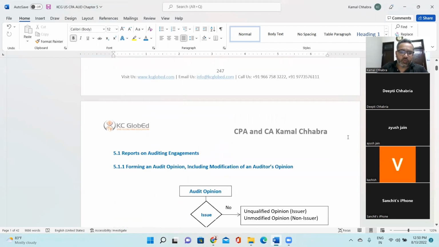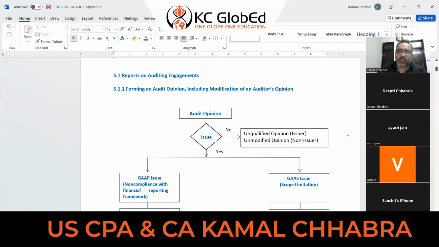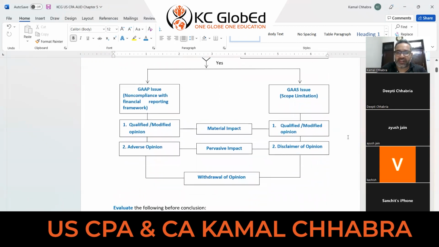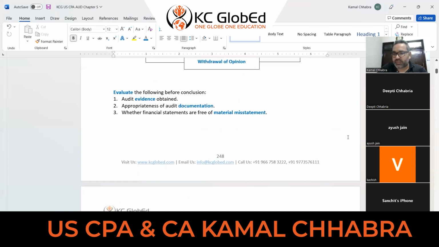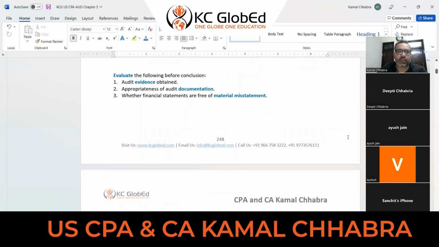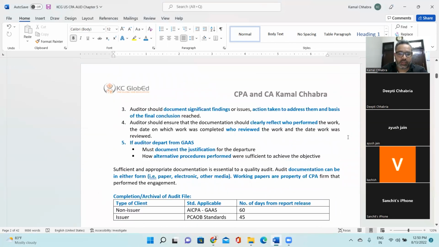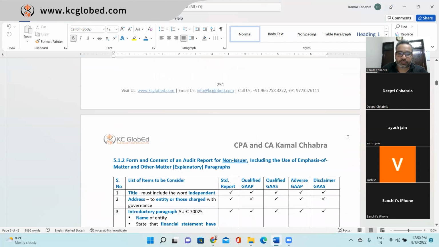If you quickly take a look at what we have covered before, the brief is forming an audit opinion, right? This table, one of our favorite tables for all audit conclusions. And basically these 3 points, which we have discussed in detail: evaluation before reaching any conclusion about the audit evidence, about the appropriateness of documentation, and whether the financial statements are free from material misstatement or not. These all things we have discussed in detail, and then we did some practice questions.